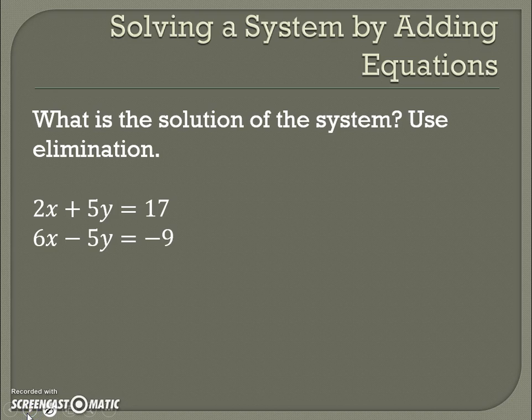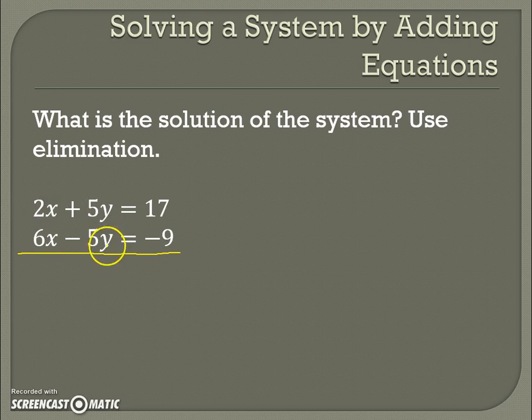All right. Solving a system by adding equations. It says, what is the solution of the system? Use elimination. The elimination method, you're going to be shocked, is really, really simple. There's going to be 3 things that we're going to check. The first is, can I add straight down? So you're going to set this up just like when you first learned addition or subtraction. You're going to add straight down or subtract straight down or so on.